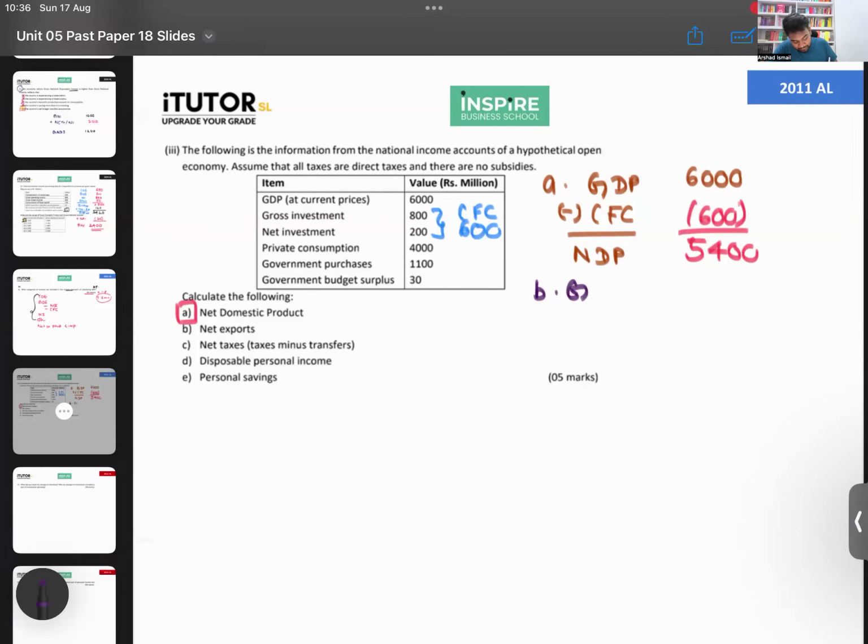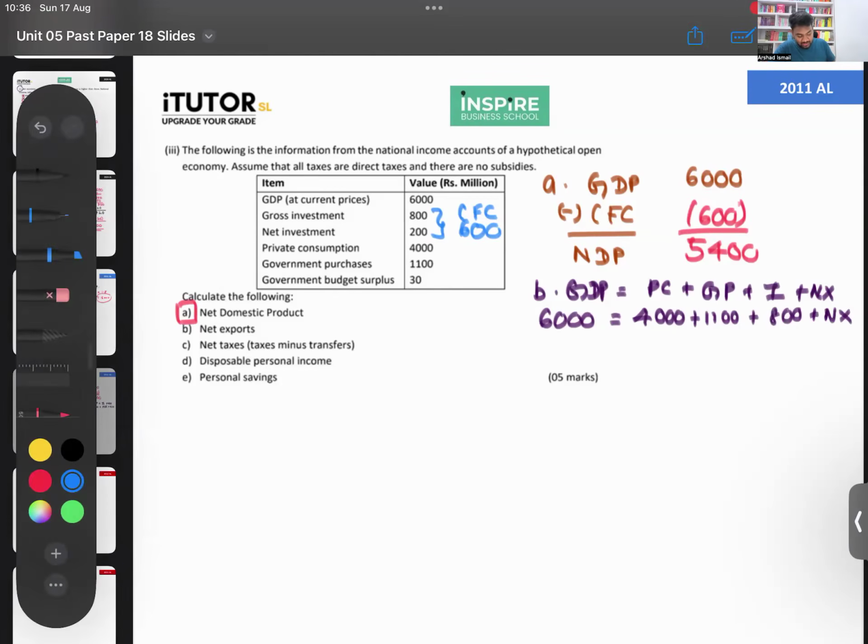So GDP is equal to private consumption, government purchases, investment plus net exports. They have told us GDP is 6,000. They have told us private consumption is 4,000. They have told us government purchase is 1,100. Investment, remember you use gross investment because you're calculating gross domestic product. So gross investment is 800. Then how much is the missing number, net exports? Do the maths for me and quickly tell me. Net exports, the missing number. Remember, net exports can be negative also. Plus 100. Okay, so you get 100.